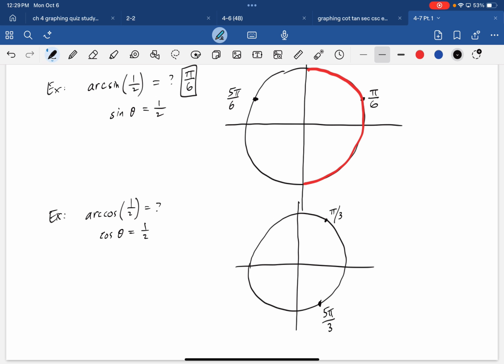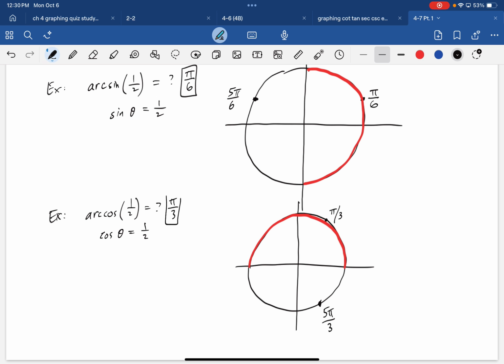Both work. Okay? But once again, we remember that the cosine or the arc cosine function has a limited range between 0 and pi, right? And so that means only quadrants 1 and 2 will give you acceptable arc cosine outputs. Okay? So the answer is going to be pi over 3. And that's going to be the only output.